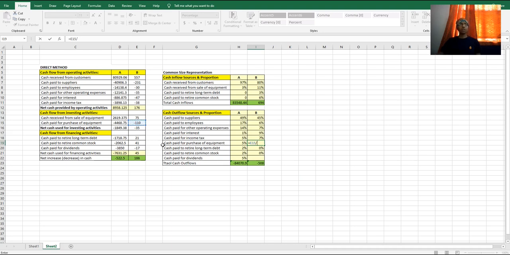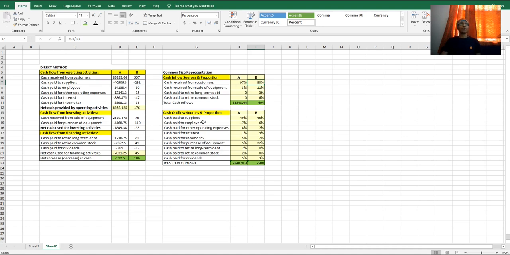Purchase of equipment, dividends paid. So now we are in a position to compare. You can see here, friends, cash received from customers is 97% for A in terms of inflows, while it is 80% for B. So the earnings quality for B is lesser than earnings quality for A. This is one observation we can make instantly.